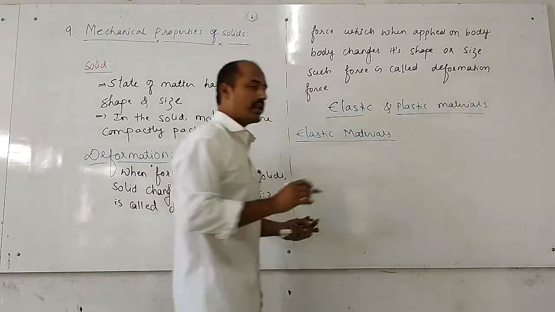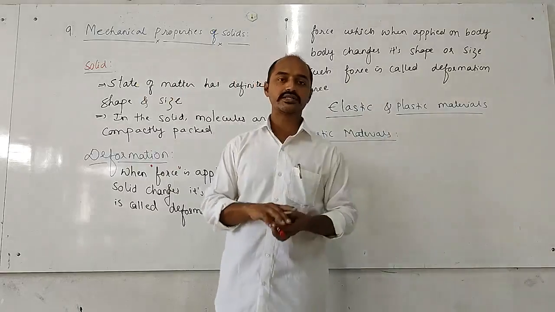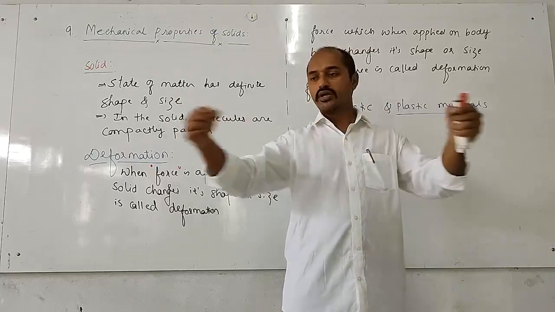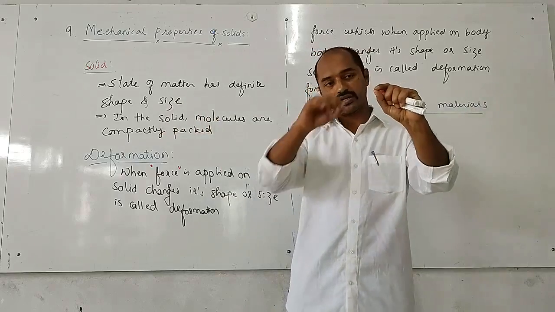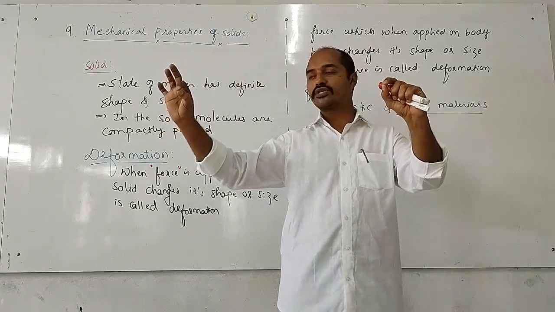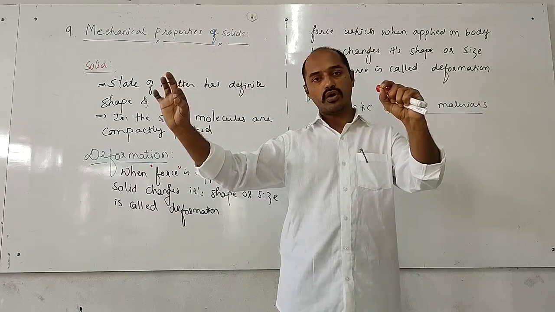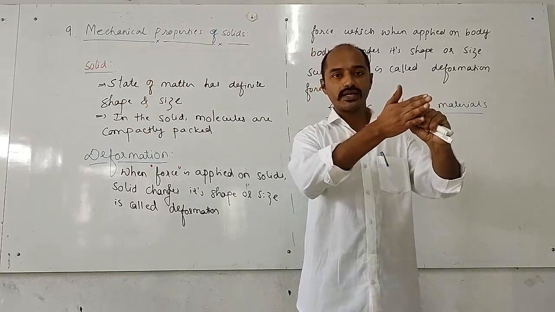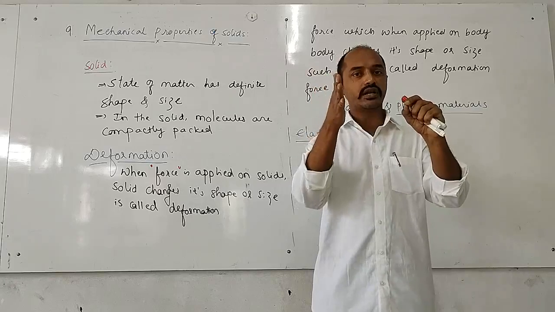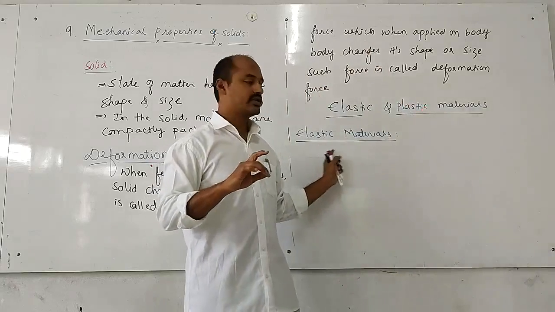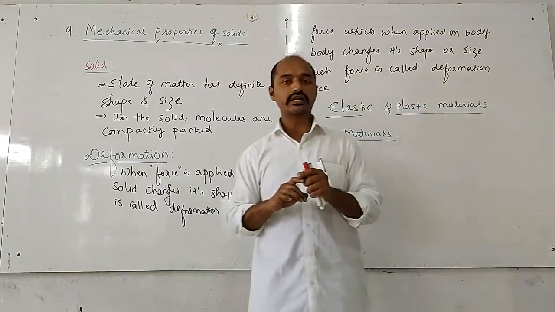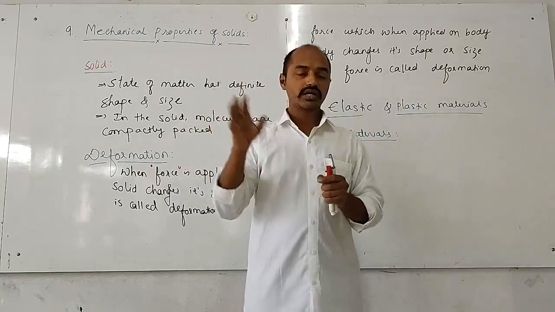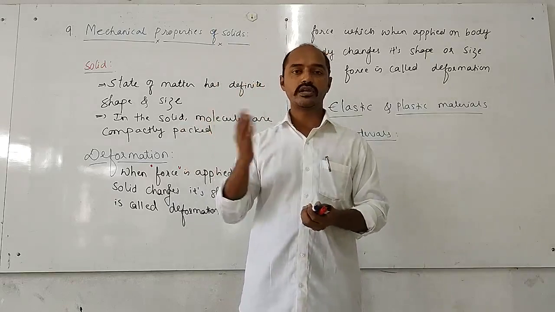So, elastic materials are the materials that, when the deformation force is removed, regain their original shape and size. See, I am holding rubber here and I am stretching it. When I remove the deformation force, rubber regains its original shape and size. Such materials are called elastic materials.